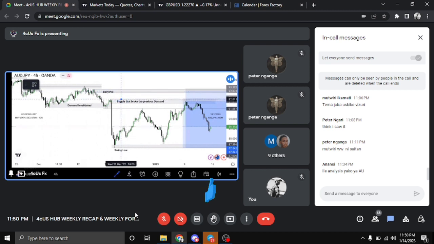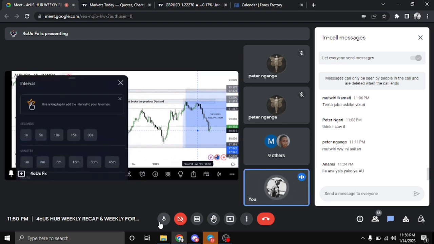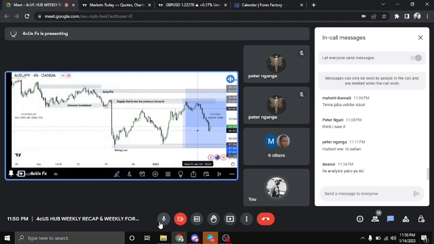Kuna a strong demand, just the same way kuna a fake BOS, kuna a fake change of character, kuna strong highs, kuna strong lows, pia kuna strong supplies na kuna strong demands na kuna weak supplies na kuna weak demands. The same concept in apply kwa kila kitu, not just a specific area of forex. So hii supply ili took out this demand, nika trade kwa hii supply, and umeona hii supply imeshuka vizuri. Yeah, focus. Can I add?